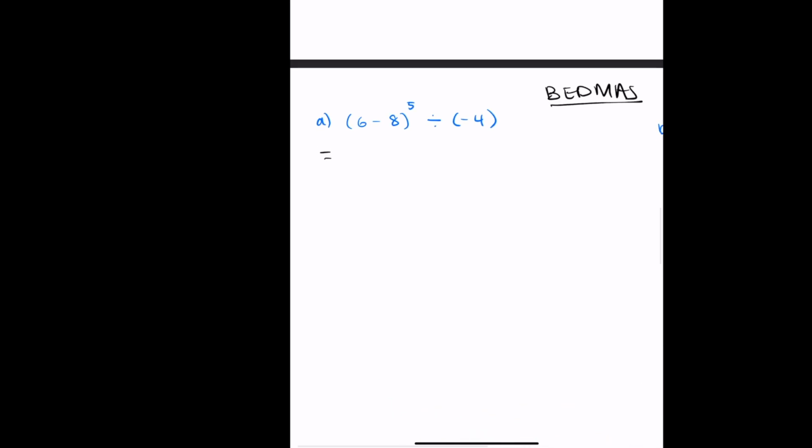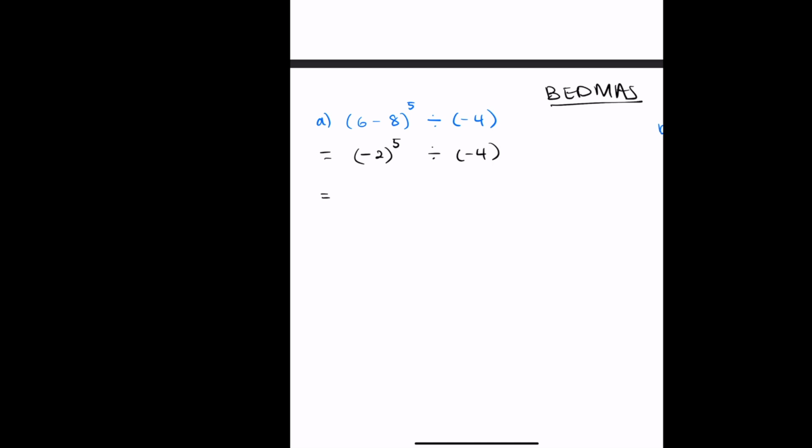Okay. Now I think this was on the second sheet. This one is also gonna require your pre-existing knowledge of BEDMAS or PEDMAS, however you learned it. So 6 minus 8. Obviously, first we're going to tackle the stuff in the brackets, right? So 6 minus 8, we know is negative 2, and that's going to be in brackets. So we're going to do that to the power of 5, and then whatever that number is divided by negative 4.